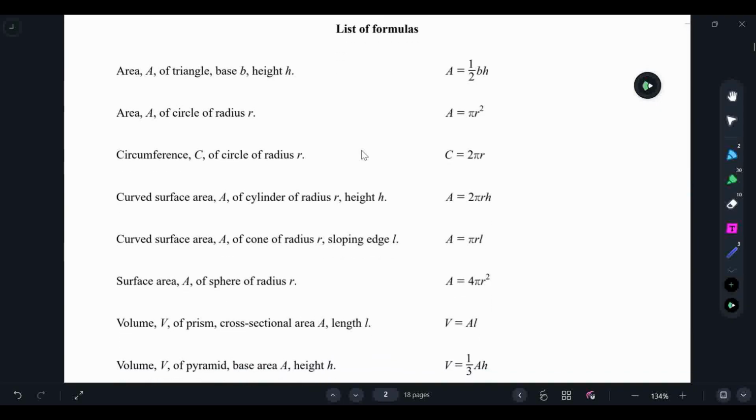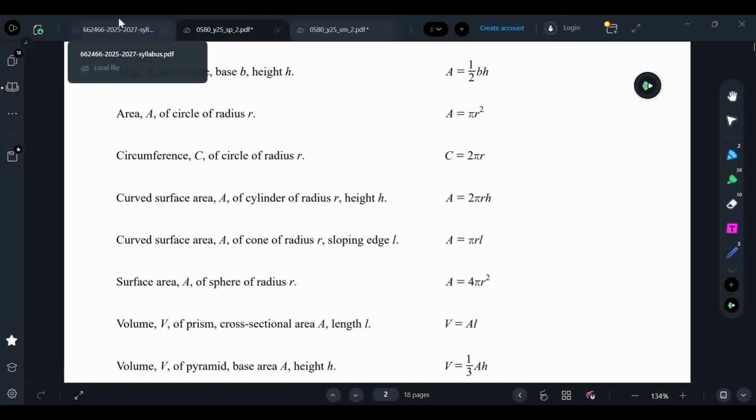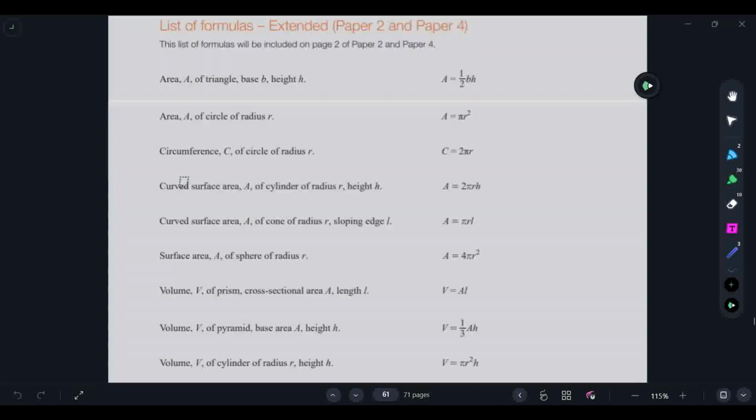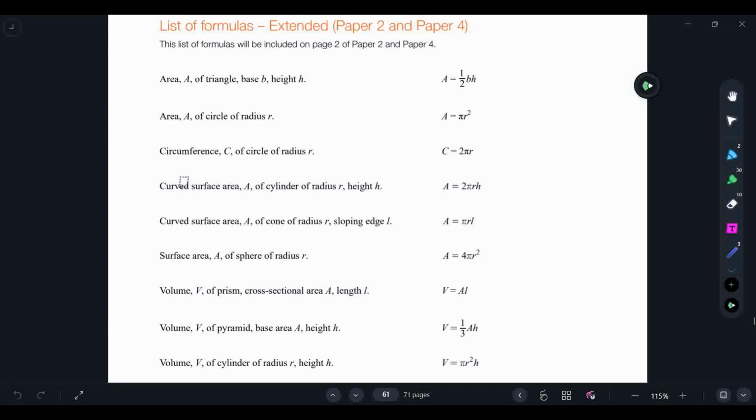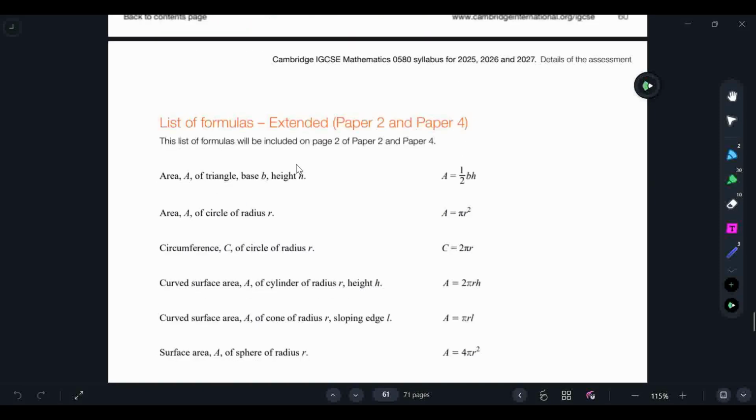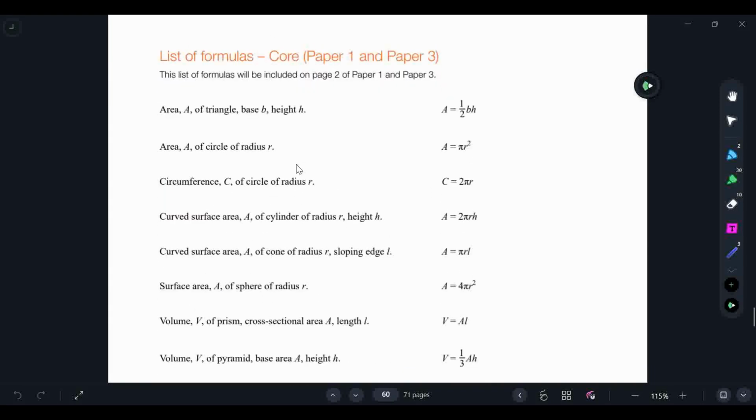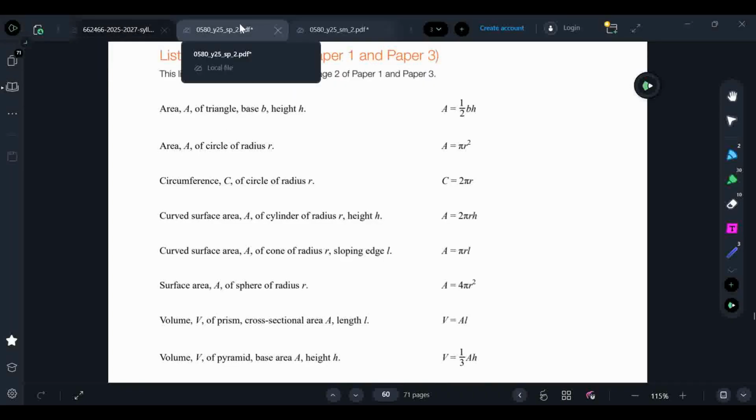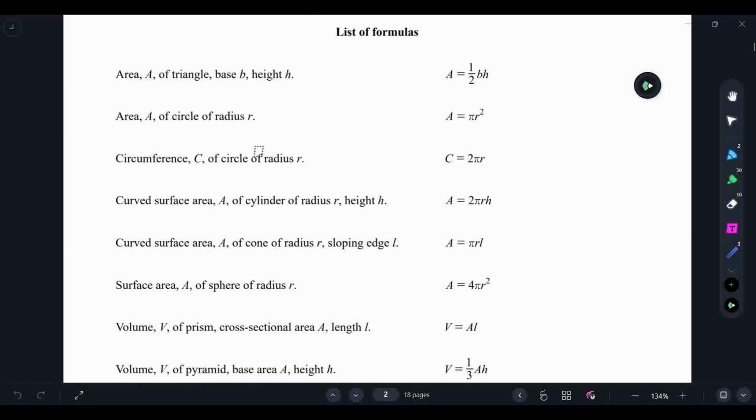These formulas will be given in the formula sheet. You can see the list of formula in the syllabus as well. In the syllabus document, you can see on page number 61, the list of formula for paper 2 and paper 4 are given. And for paper 1 and paper 3, the formula will be given on page number 60 of your syllabus for 2025 to 2027.